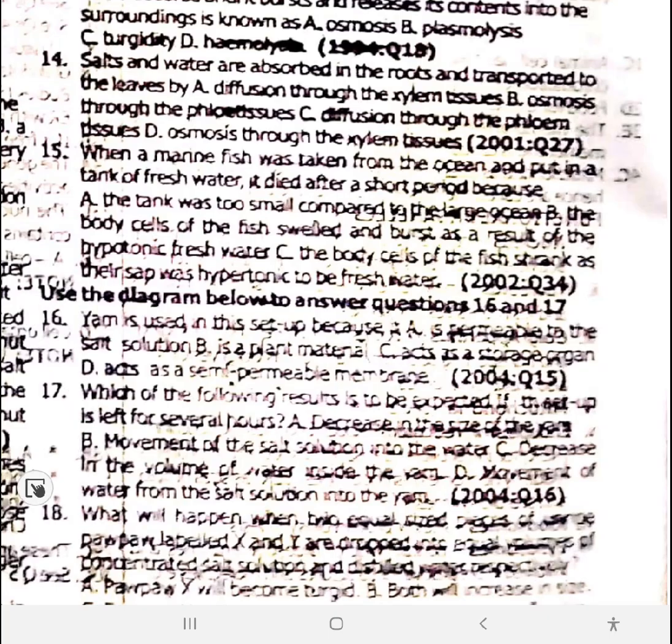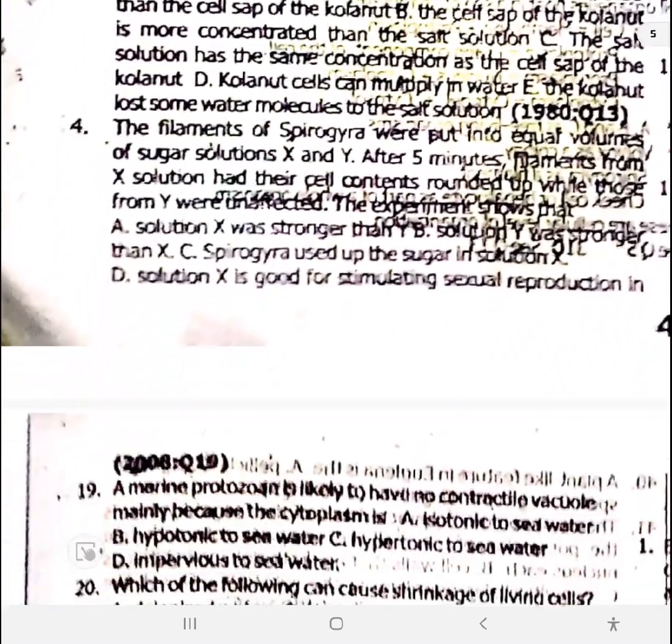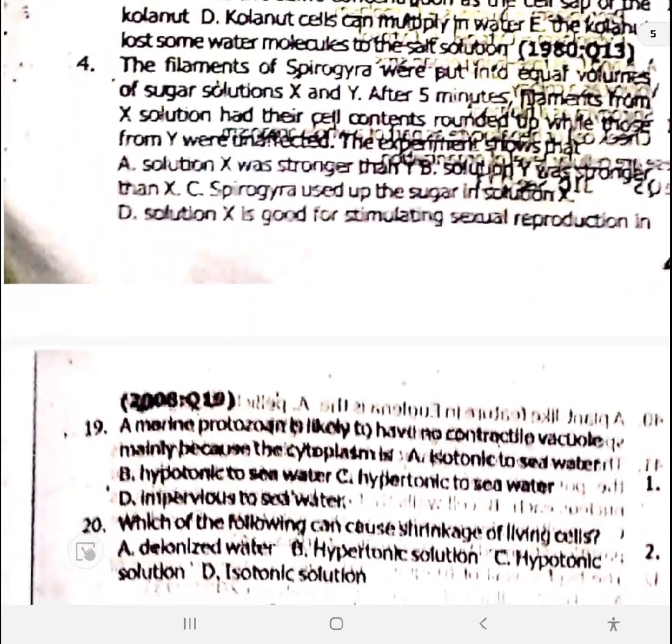The diagram above, they didn't give us a diagram for 16 and 17, so we'll skip. 18 is not clear. I would like to stop there. Let's see if we could try 19 and 20. I think this ends at 20.